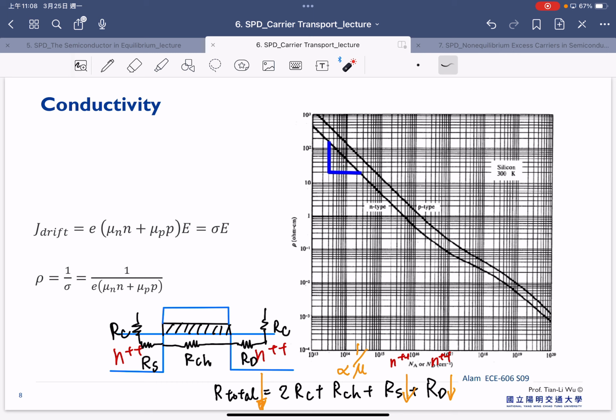So that's why one of the strategies to reduce the total resistance is to have a very high concentration in the source drain, because if we have a high concentration in the source drain, we can reduce the resistance here, and once the resistance here is reduced, the total resistance is reduced and our current is increased. So that's actually our strategy to design the transistor. We always try to design a very high concentration in the source drain because we want to reduce the resistance.